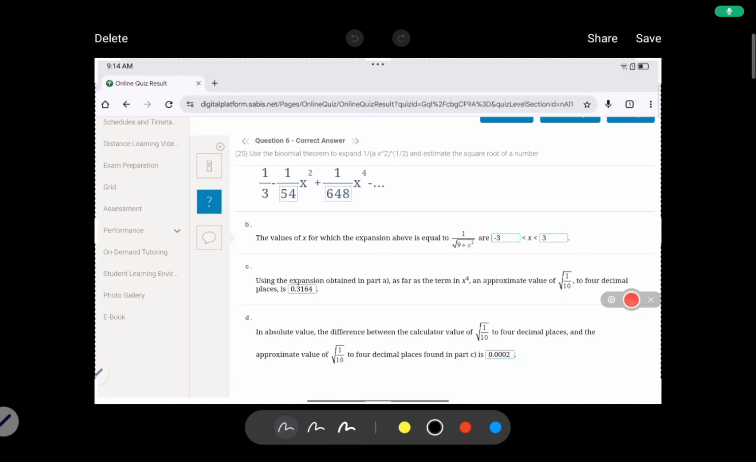Now for part D, they want, in absolute value, the difference between the calculator value of 1 over radical 10 and the estimate. You put 1 over radical 10 in your calculator.